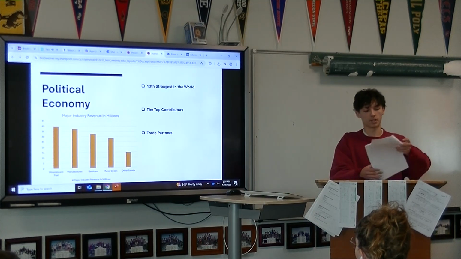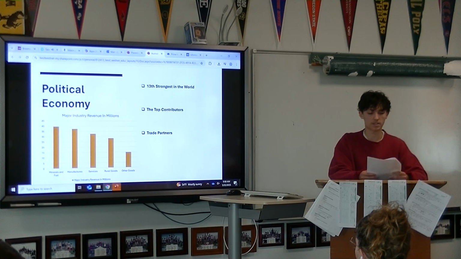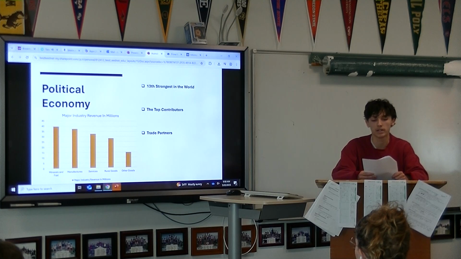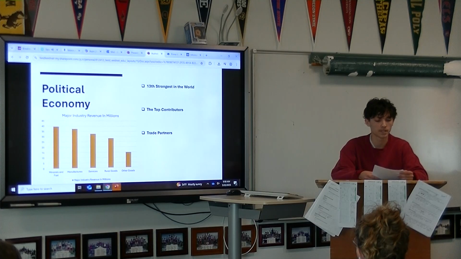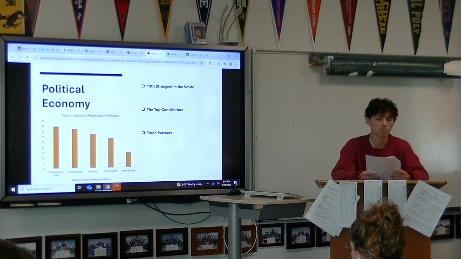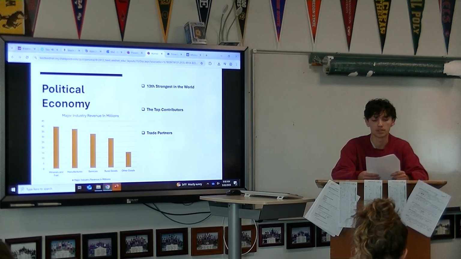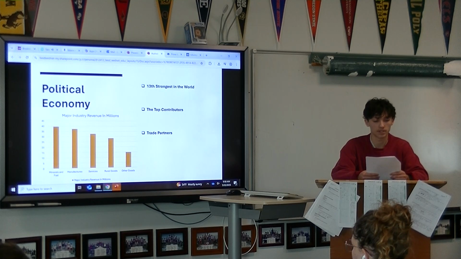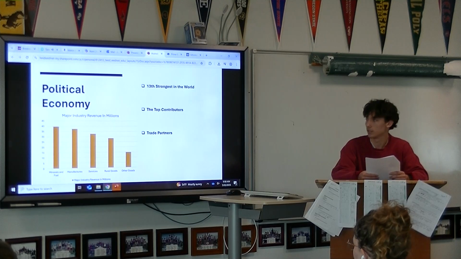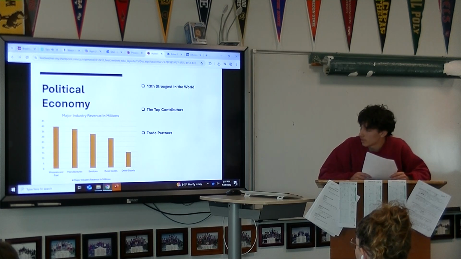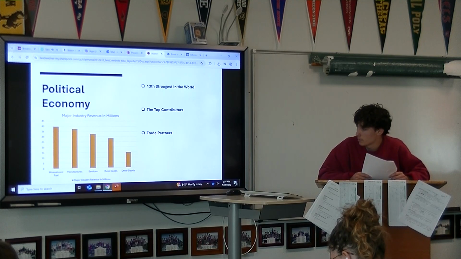Some of their economic challenges include housing affordability, cost of living pressures, and the need for economic diversification. The Reserve Bank of Australia, or the RBA, plays a crucial role in monetary policy, aiming to maintain economic stability. Recent RBA actions include adjusting interest rates in response to global economic conditions. And here is a graph of their top 5 industries and how much revenue they make in millions per year.